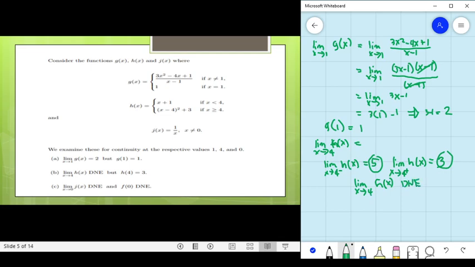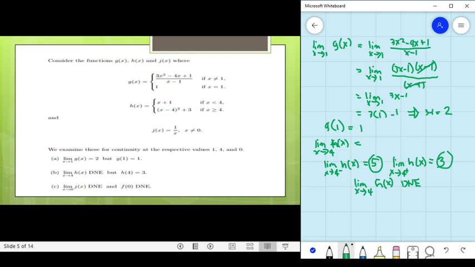Okay, so x = 4 does not exist for the first piece, but if we are going to evaluate h of 4, we are going to use this one because it is for x greater than or equal to 4. So evaluating, we have 4 minus 4 is 0, plus 3 is equal to 3. So notice that the limit does not exist, but it has a value for h of 4, a value that is equal to 3.